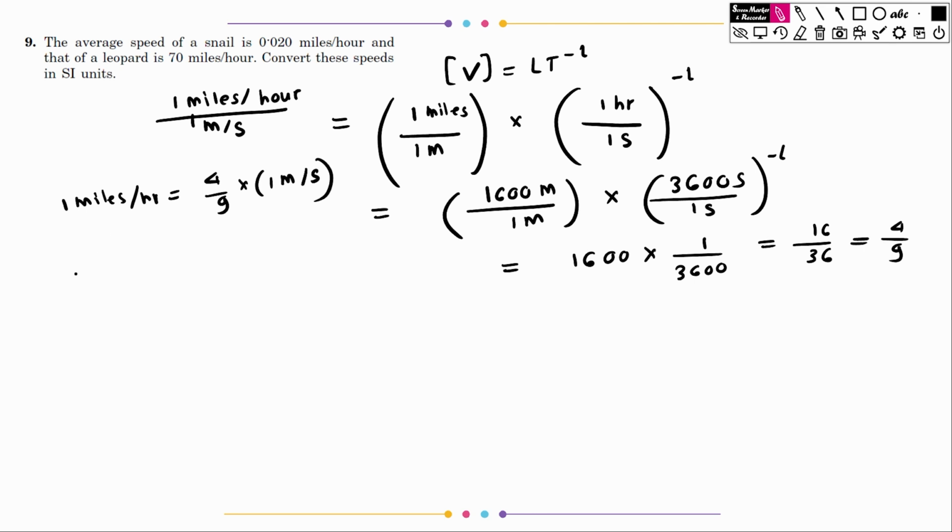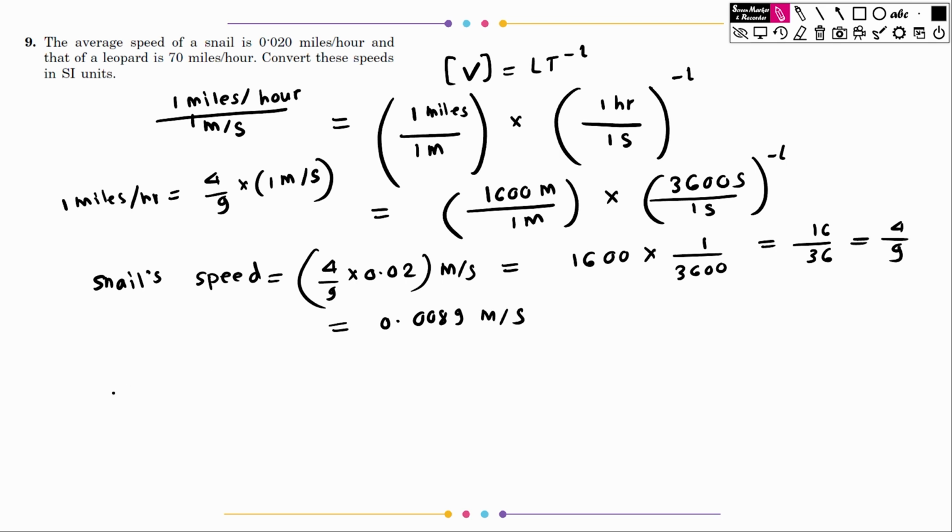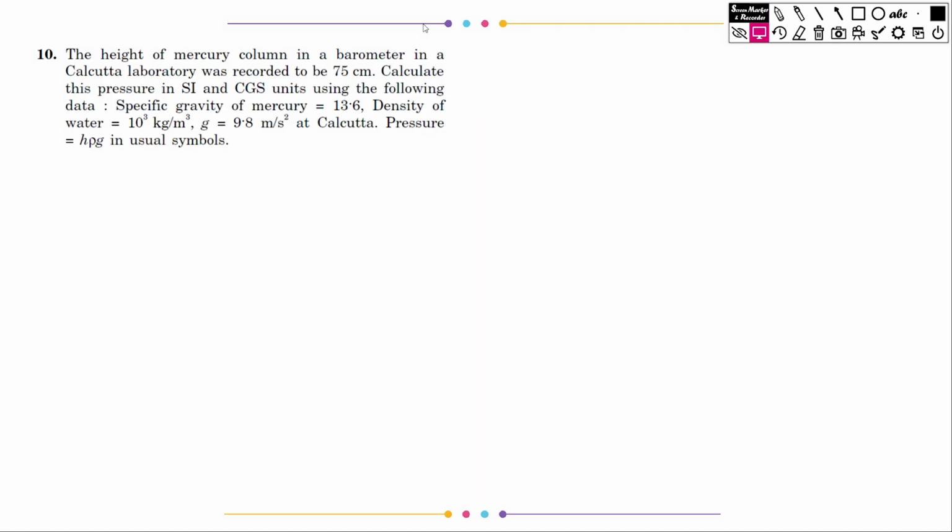Therefore, the speed of a snail in SI system will be 4 by 9 into 0.2 meter per second, which will be approximately 0.0089 meter per second. And the leopard's speed in SI system is 4 by 9 into 70 meter per second, which is approximately equal to 31.1 meter per second. We'll take problem number 10.